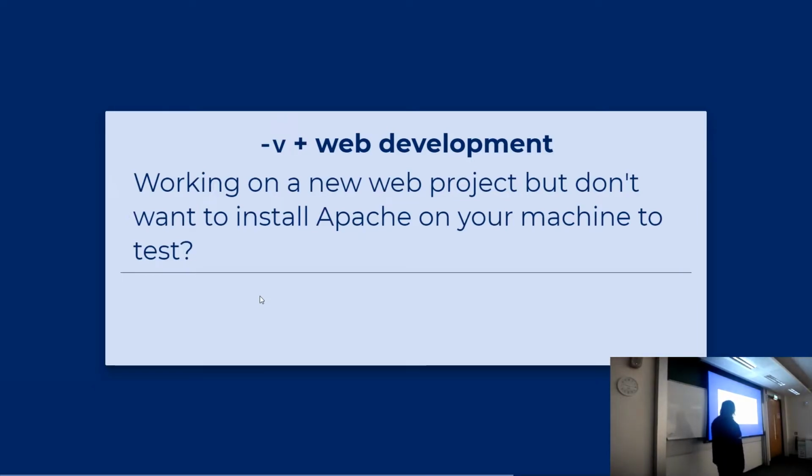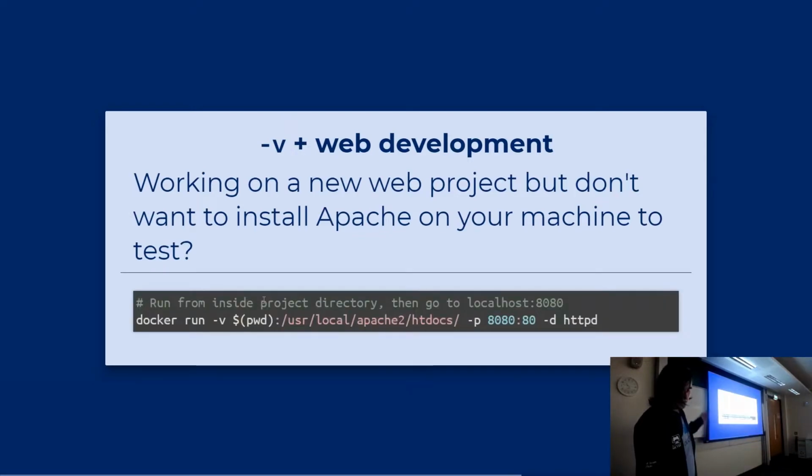Working on a new web project, you don't want to install Apache on your machine to test, or Nginx if you're that way inclined, I'm not going to judge. You can just run this. This is a command literally copied out of my bash history, because I do it so much. You're basically mapping your web project to where Apache is looking for files.